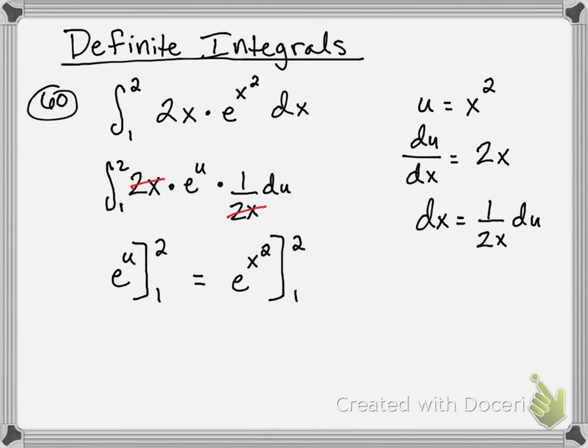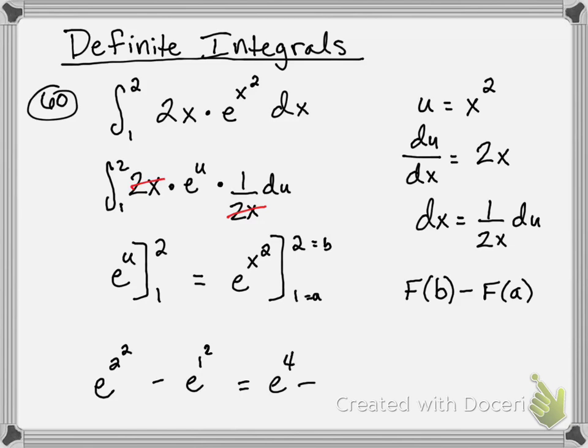from 1 to 2. Okay, and remember, 1 is my a, 2 is my b. We're always going to follow the pattern f of b minus f of a. Okay? So, let's start this thing out. You have e to the 2 squared minus e to the 1 squared. Correct? So you get e to the 4th minus e to the 1st, or just e. And that will be our answer.